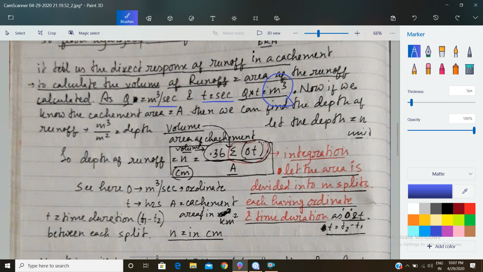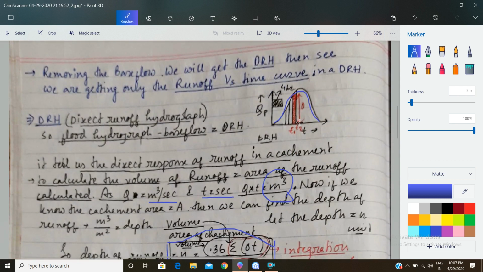So volume divided by the area of the catchment is equal to the depth of the runoff. The depth of the runoff is written here. This is not a formula, you need not identify or remember this formula. Just remember what I have stated: the area of the direct runoff diagram gives us the volume of the runoff. Then we divide by the area of that respective catchment, and we get the depth of the runoff in that case.